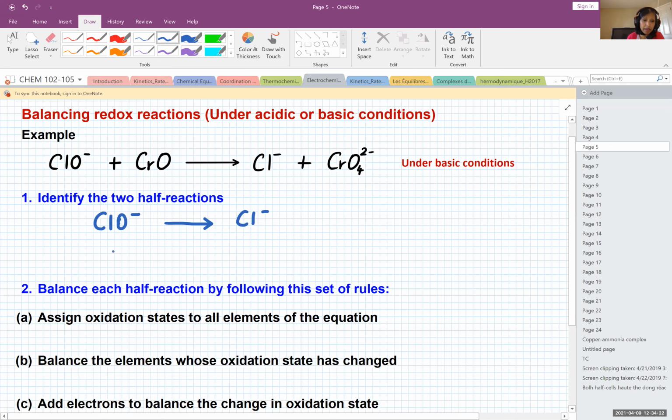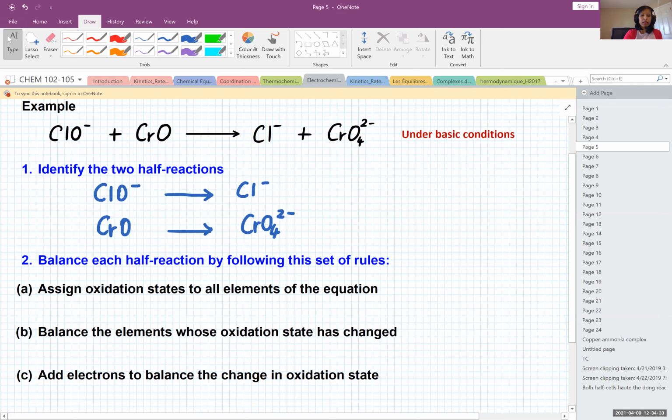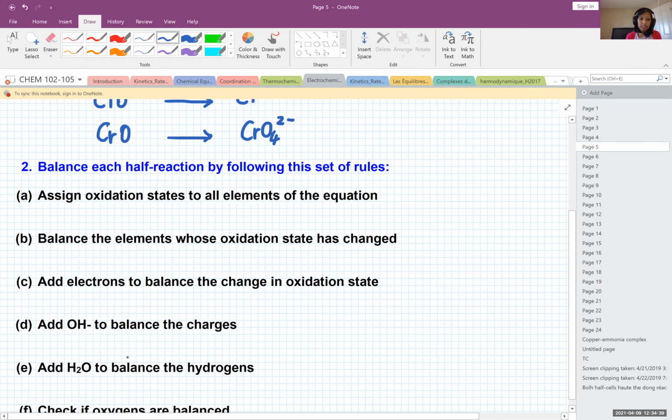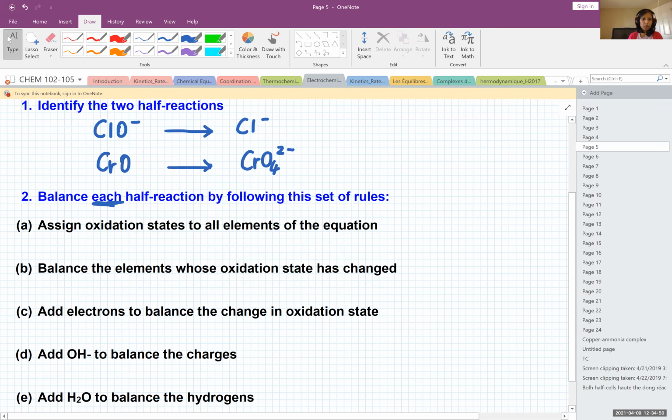The other half reaction is CrO giving me chromate. That's your very first step, okay? No matter what the condition of the reaction is. Then the second step is to follow these 6 steps in order to balance each of these 2 half equations that we have written here. We'll do one at a time. So we'll take the first one.